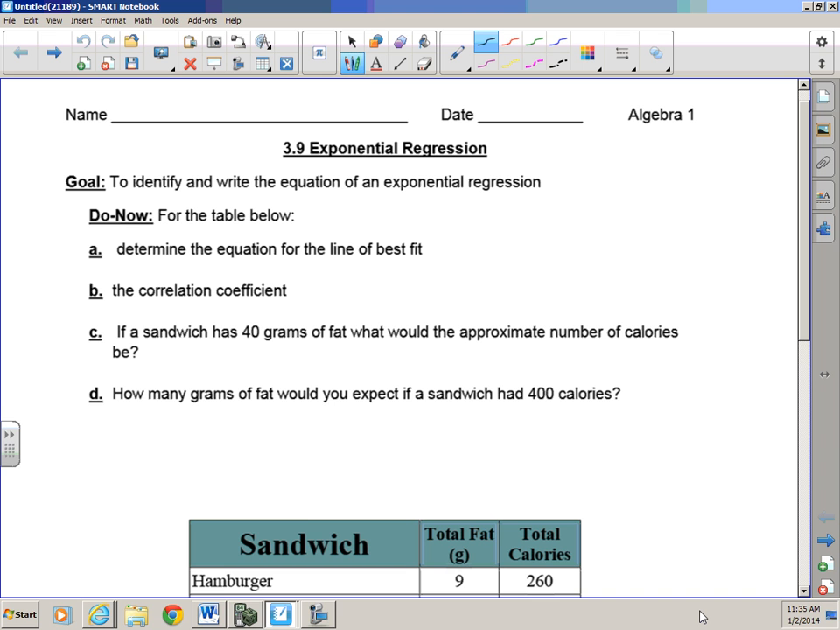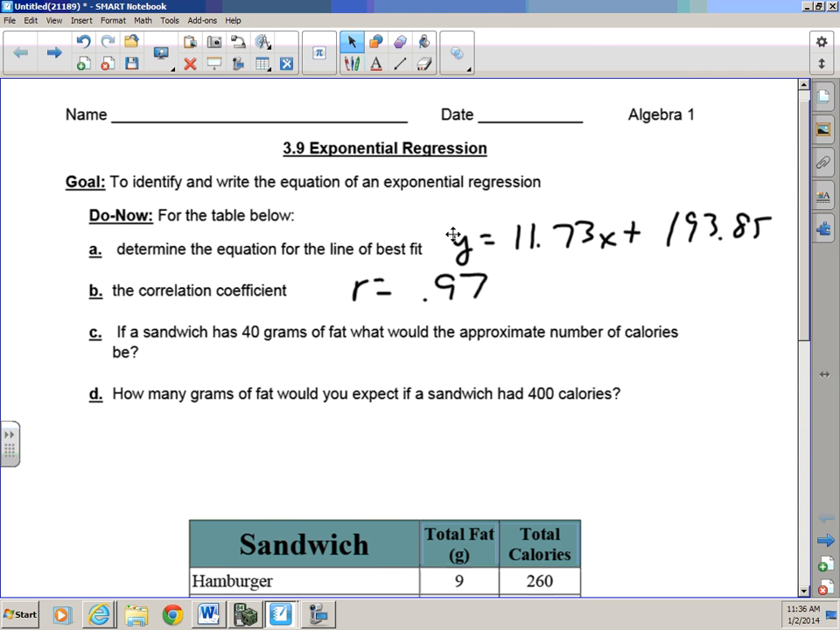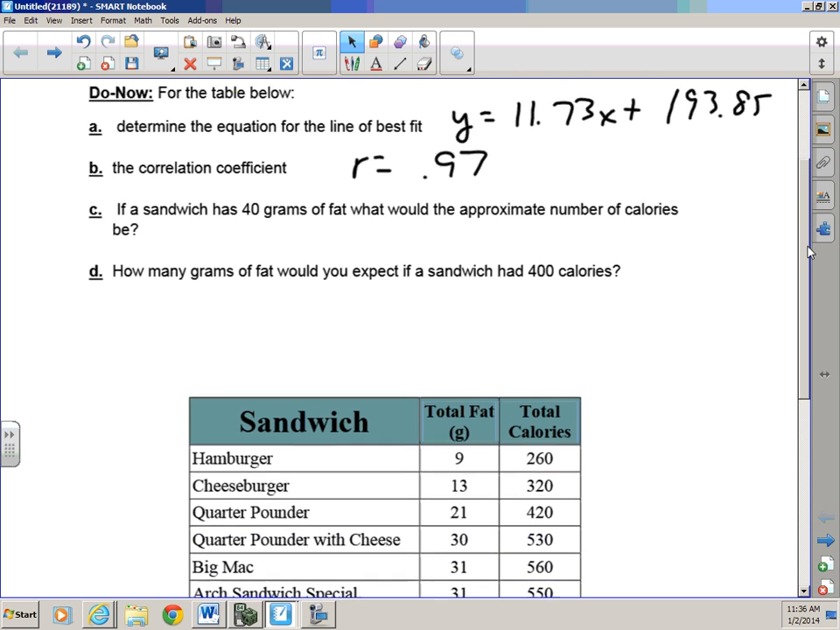If I wanted to figure out what's the linear regression for this table that's comparing fat to calories, when you input your fat into L1 and calories into L2, the equation that you would come up with for the line of best fit is such. Your correlation coefficient, which is R, is 0.97, which is very good. You want that to be as close to 1 or -1 as possible.